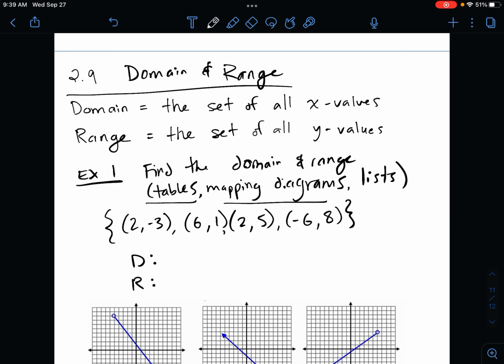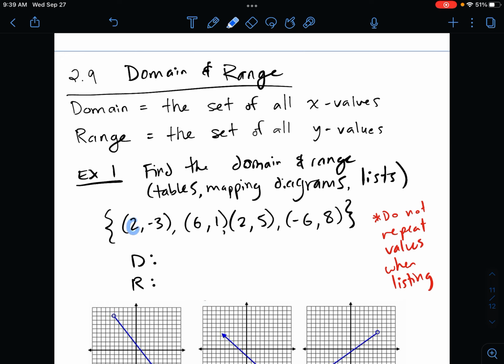Now this applies if I have a table or a mapping diagram or a list of values. This is how we would do that for those specific types of problems, given in that format. So for the domain, I'm just going to list all of my x values, and I want to make sure that I do not repeat. When I'm listing, we do not repeat values when we're making a list.